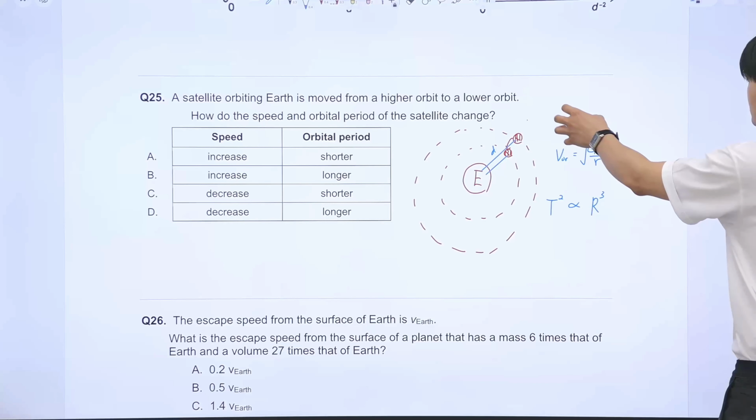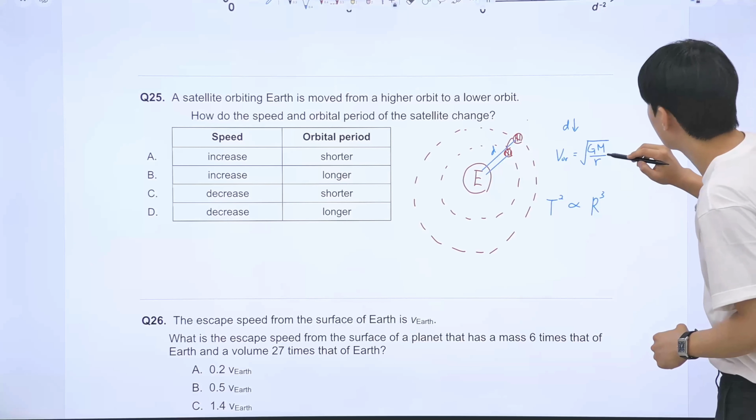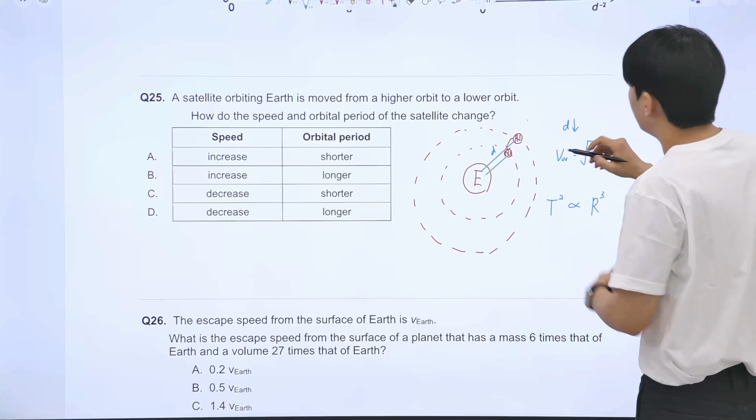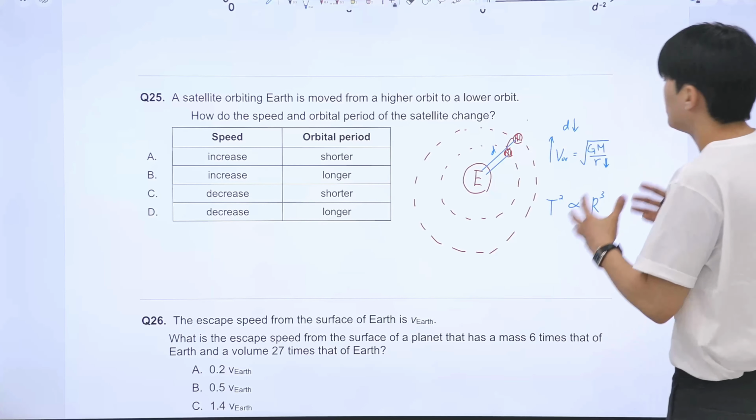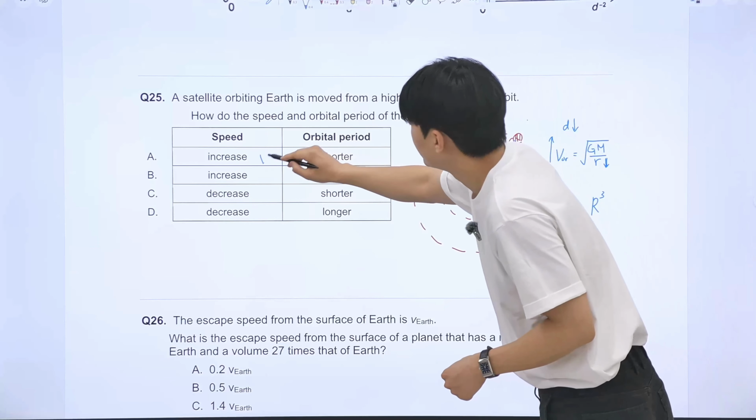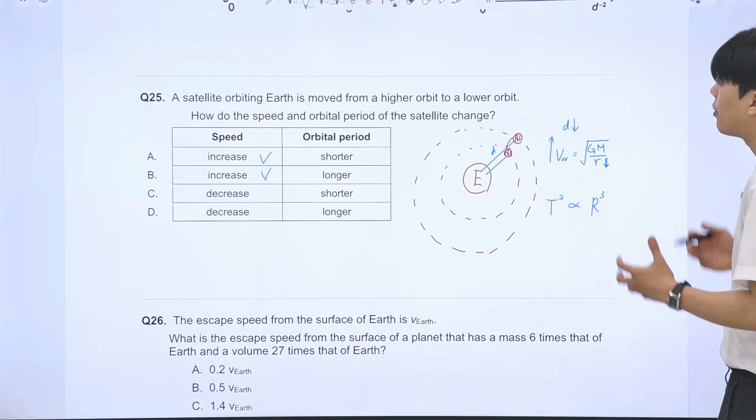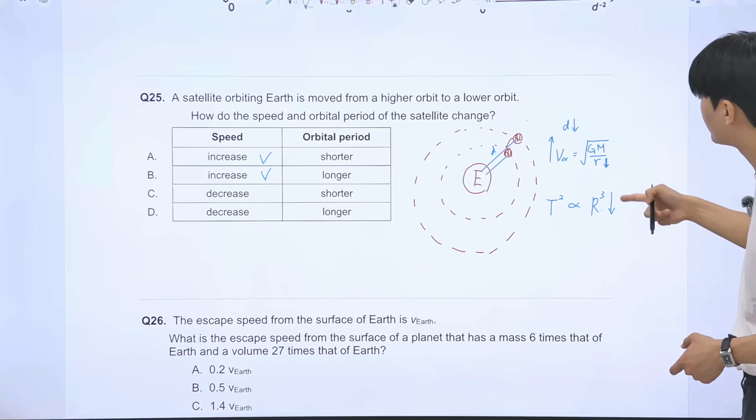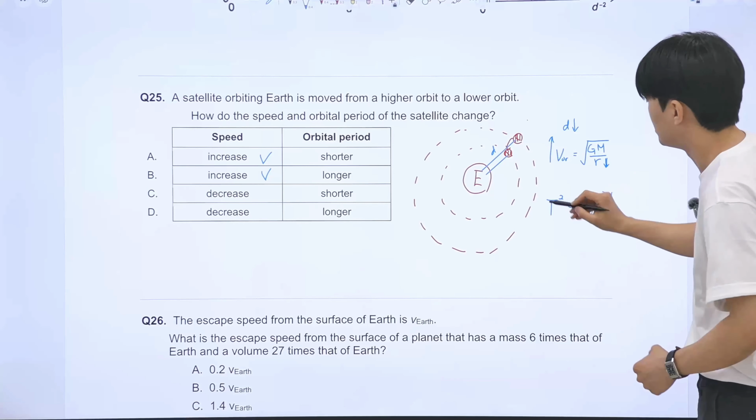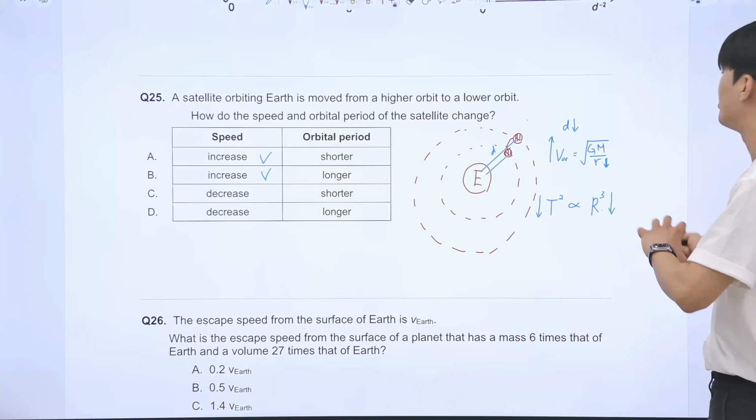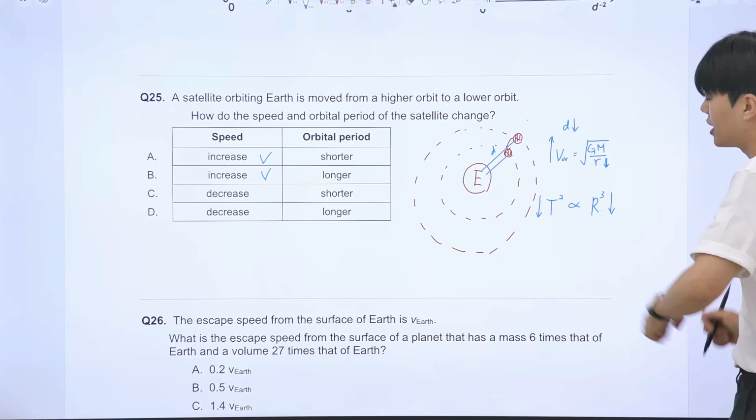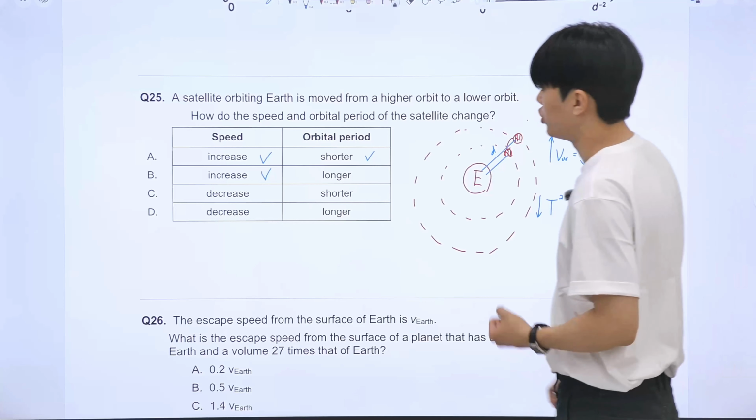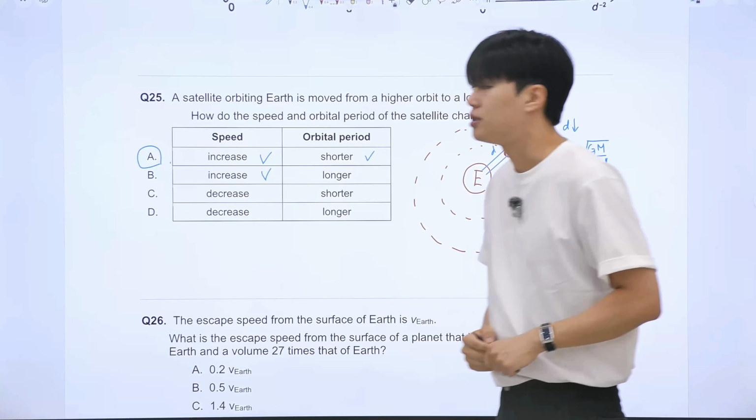So let's think about the distance decreasing. When the distance decreases, r decreases, right? That means the whole expression for the orbital speed increases. So we're going to go with an increase in speed. And how about the period? Distance r now decreases, right? If r decreases, the whole value of T squared decreases, which means the period T decreases. So T decreases, which means the orbital period gets shorter, which means the answer is A.